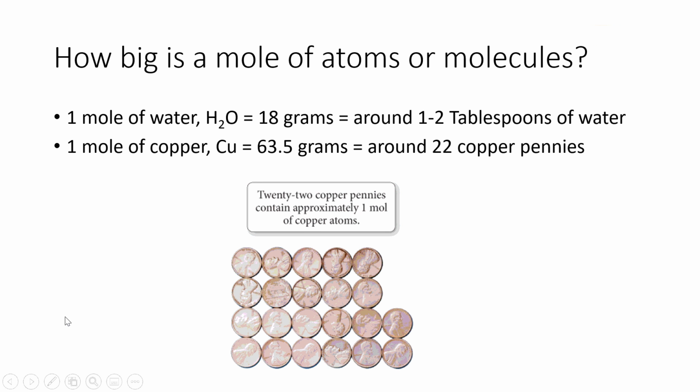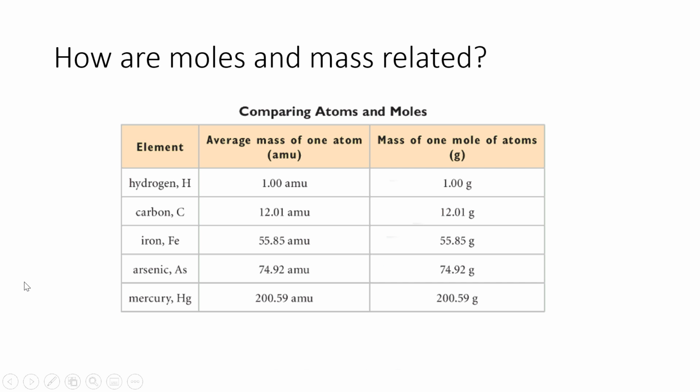But atoms are really small, and so are molecules. So a mole of an atom or a molecule is actually a really reasonable amount. So some examples here, a mole of water weighs 18 grams, and that's about like 2 tablespoons of water. So that's actually a really reasonable amount of water. It's not very much, right? A mole of copper is about 63 grams. That would be around 22 copper pennies. So atoms are super small, so a mole of atoms is actually a reasonable number.